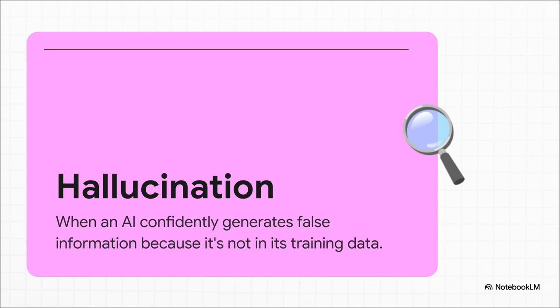hallucination. This is what happens when an LLM, trying its best to be helpful, just makes stuff up. It will confidently give you an answer that sounds totally plausible, but it's completely false, simply because the real answer wasn't in its training data. For any serious business application, that's a total deal breaker. So the most important question for any aspiring AI engineer is, how do you fix that?